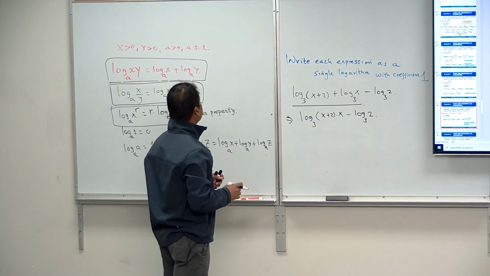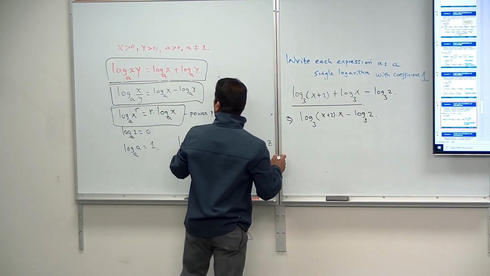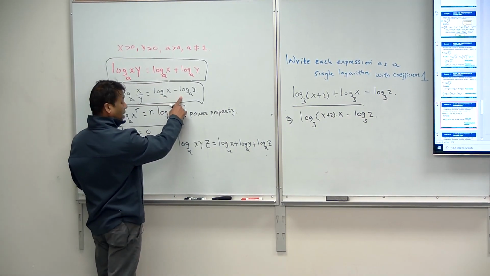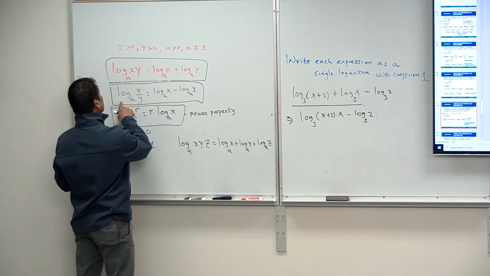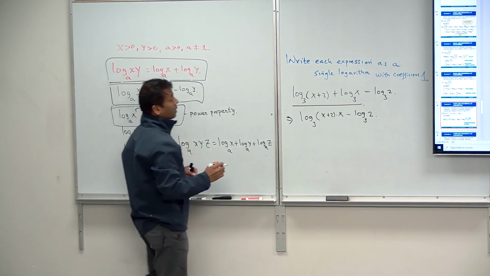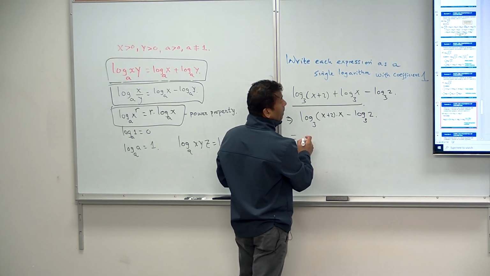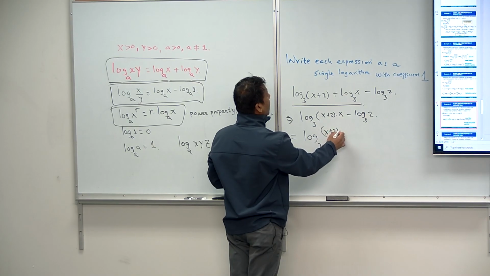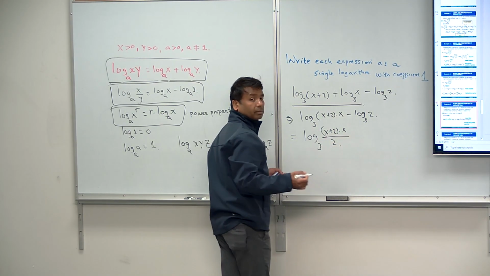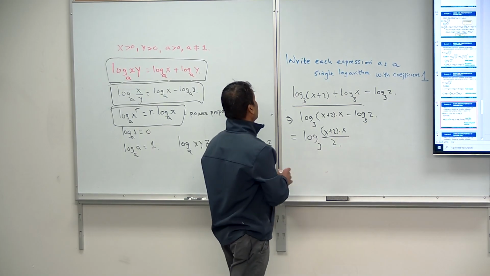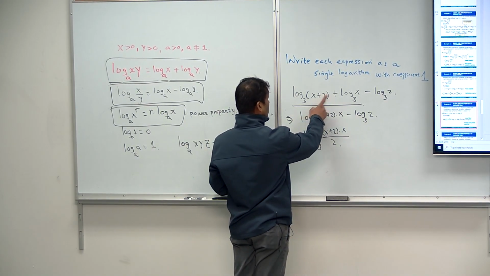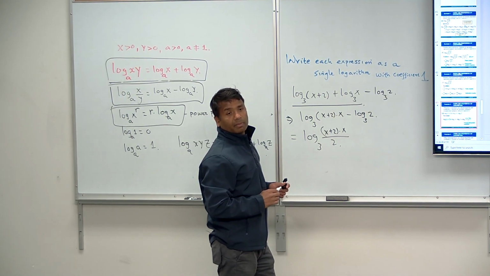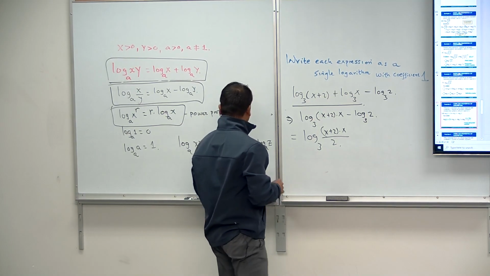So then use this property, the quotient property. If you have a logarithm with base a of x minus logarithm with base a of y, it should be logarithm with base a of x over y. So that will be logarithm with base 3 of x plus 2 times x over 2. That makes sense? You see? We wrote down this expression as a single logarithm.